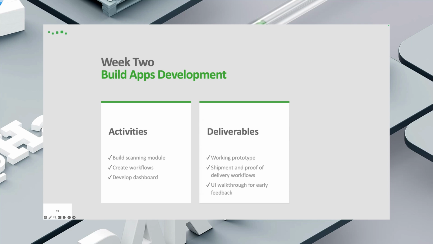Deliverables out of this week would be a working prototype with core app logic, workflows in place, and a UI walkthrough to gather early feedback. That's something that we push on pretty hard here. And if you want to talk about the logic behind that, we can in questions and answers. But the goal is that by the end of the second week, we've got a functional prototype ready for refinement.